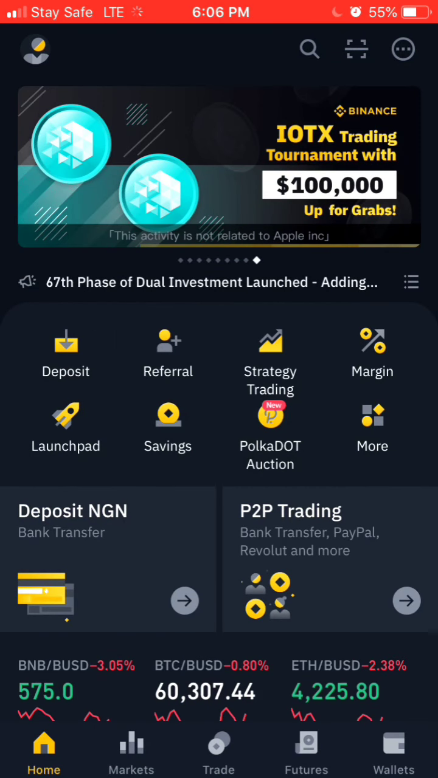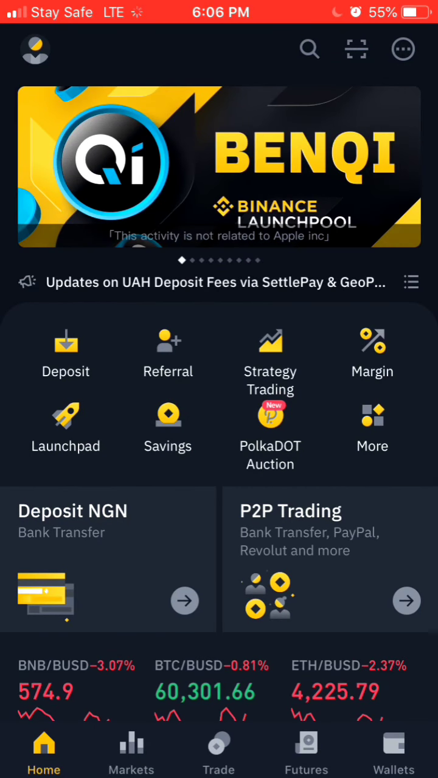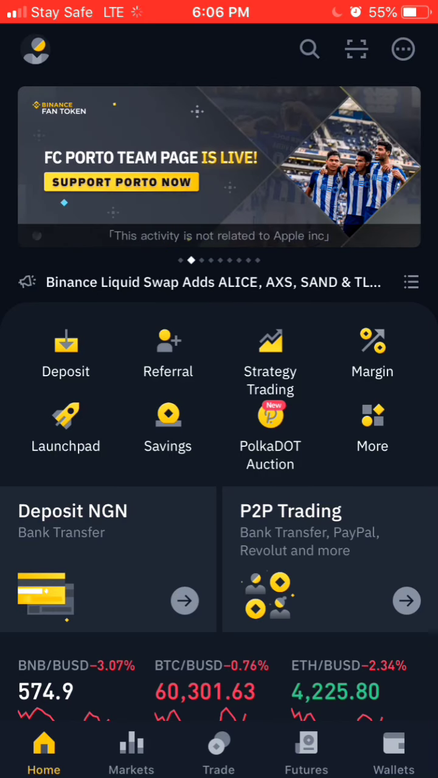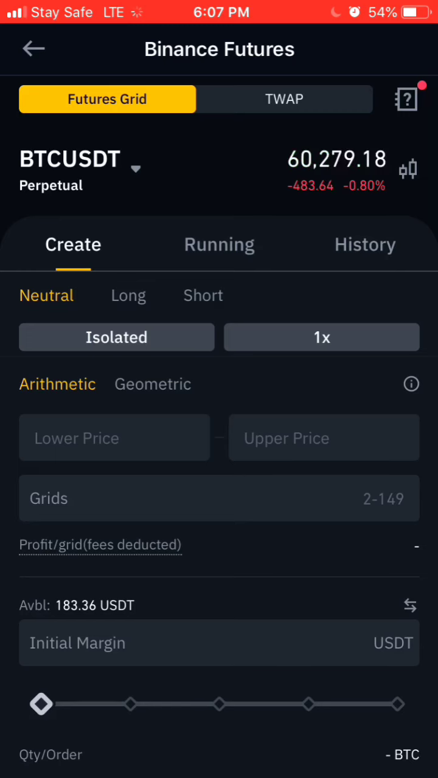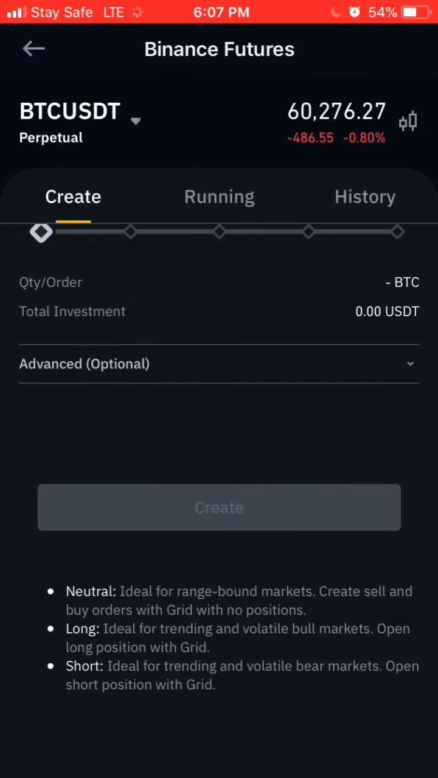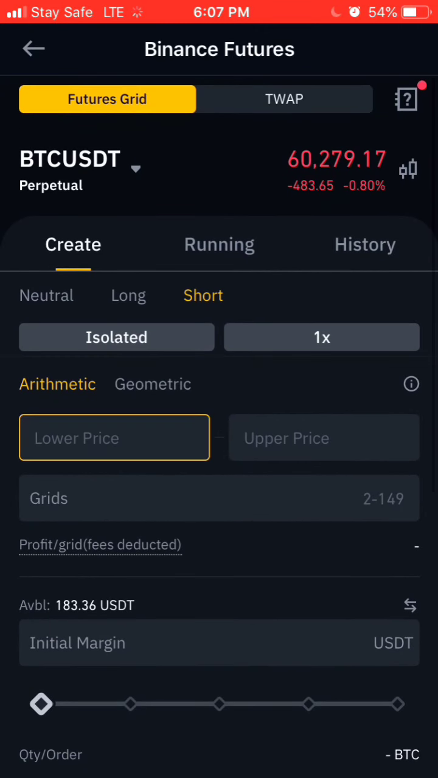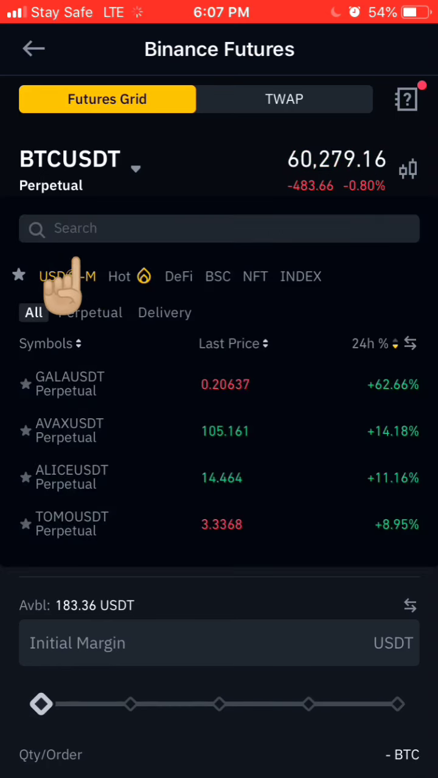After you've logged into your Binance account, you'll be taken to the Binance homepage. To access the grid trading platform, tap on the strategy trading icon. Now you can set up three types of grid bots: the neutral, the long, and the short bots. As you can read, the neutral bot is ideal for ranging markets, while the long bot is ideal for uptrending markets and the short bot for downtrending markets. For this video, I'm going to be setting up a neutral grid bot, so I'm going to select neutral. Then select the trading pair.